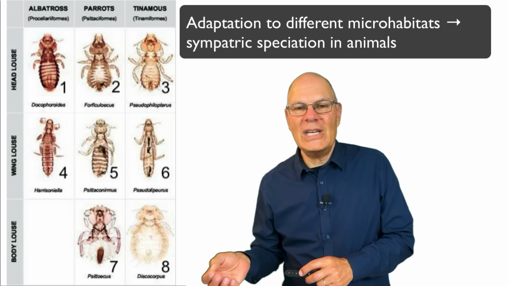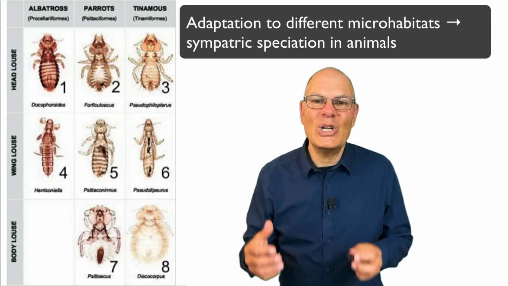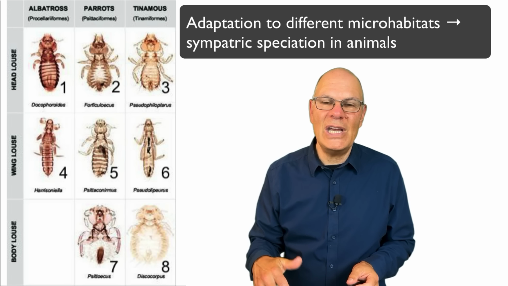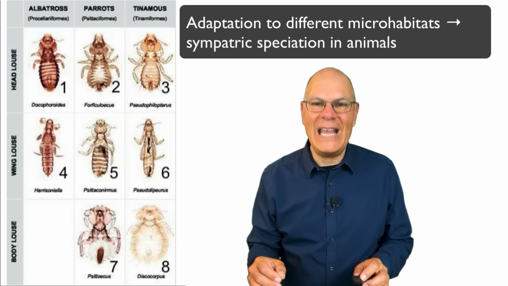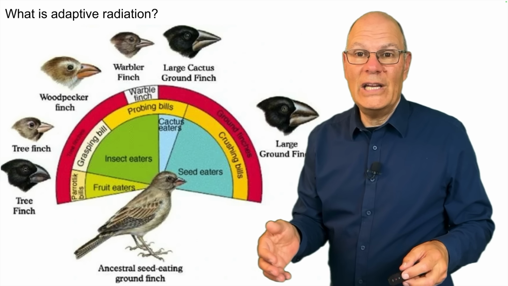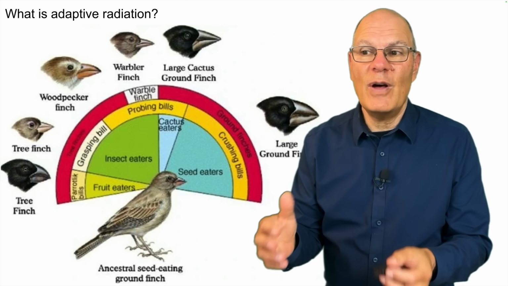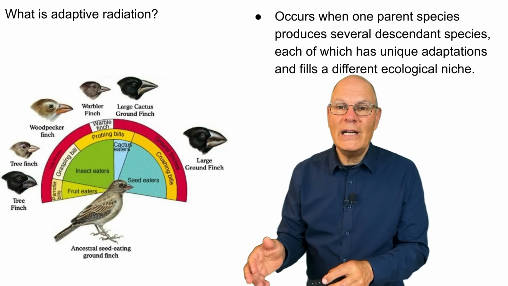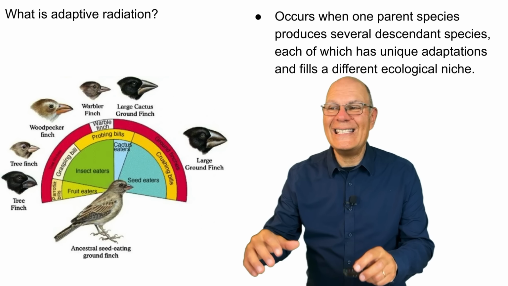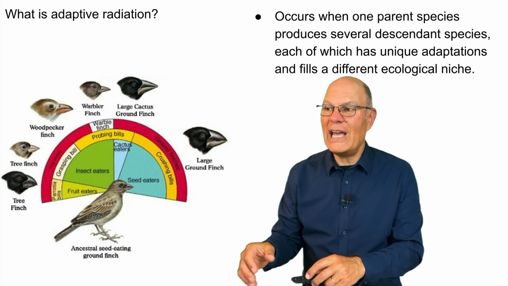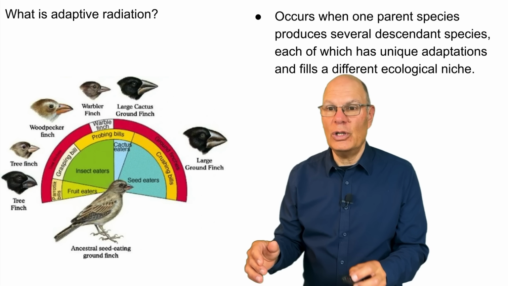And these specializations are getting passed on, and that's leading to speciation over time. So sympatric speciation in animals because of microhabitat adaptation. What is adaptive radiation? This is a concept that we dealt with earlier when we talked about the evolution of homologous features. Adaptive radiation occurs when one parent species produces several descendant species, each of which has unique adaptations and fills a different ecological niche.